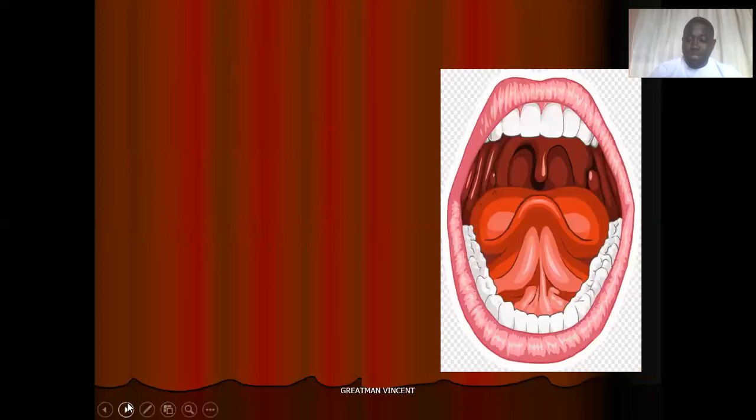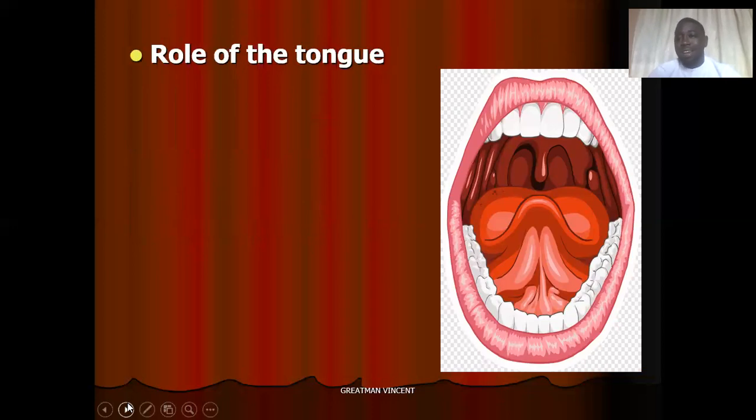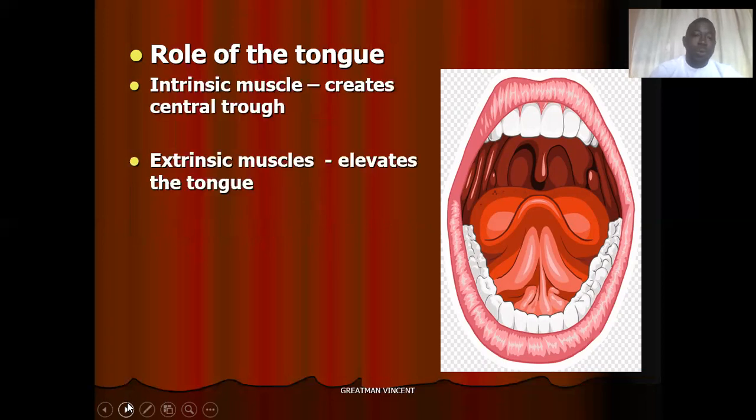So of course, we want to look at the role of the tongue. Yeah, definitely, the tongue has a role. Don't forget, we are still in the oral phase. The tongue has a role it plays as far as swallowing is concerned. As I said earlier on, we have a whole video on the tongue and the salivary glands, one video on its own, on the roles that they play.